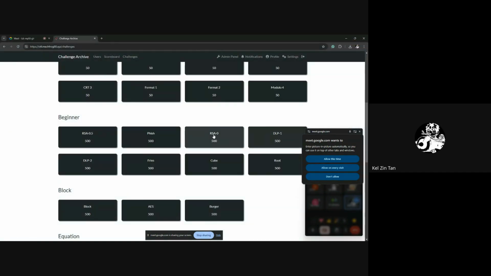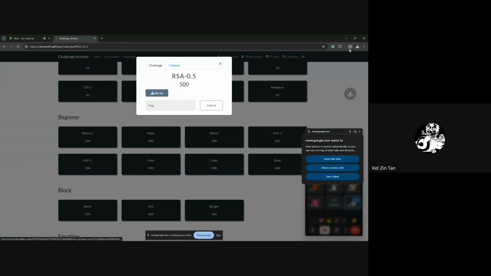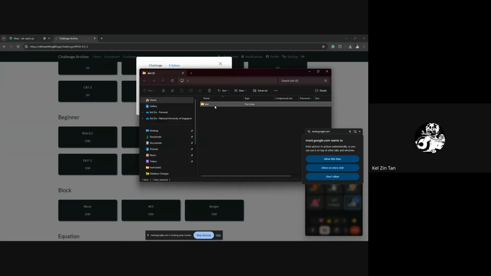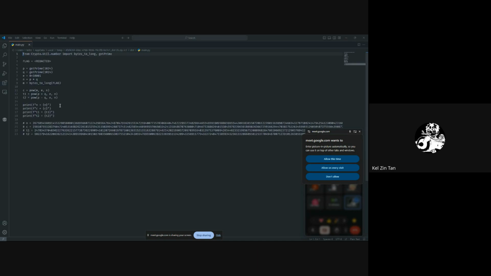So for RSA 0.5, you have a slightly more complicated situation, which is that you have T1 and T2. So you are given two things. Instead of giving you P directly, I'm giving you (P plus Q) to the power of e mod n and (P minus Q) to the power of e mod n. So how do we do this?